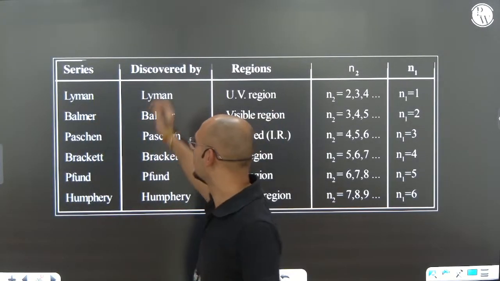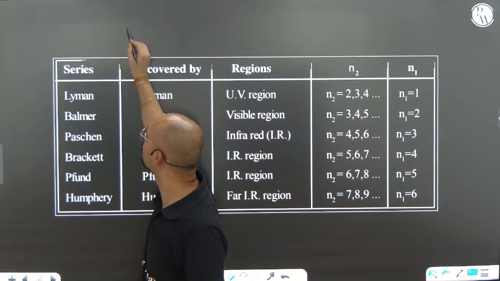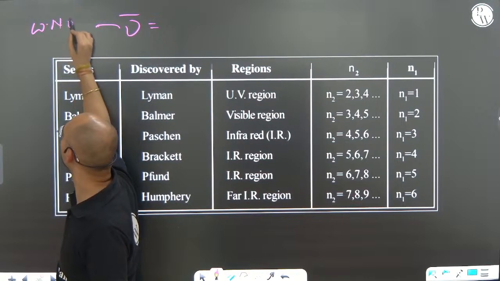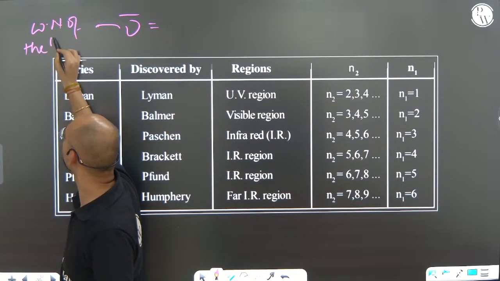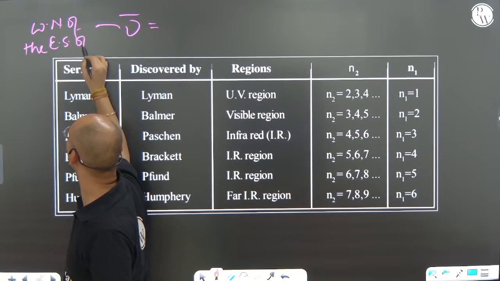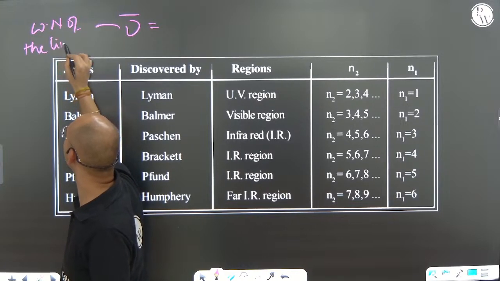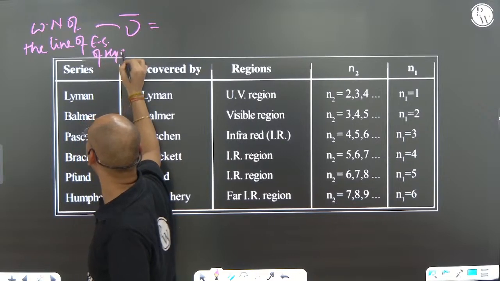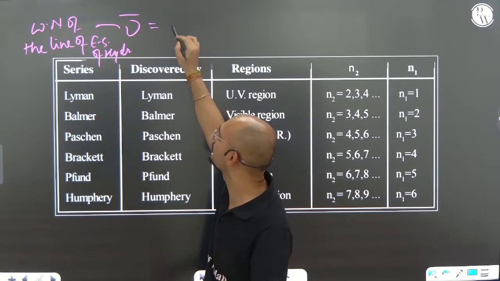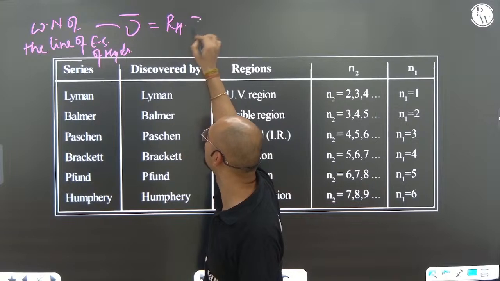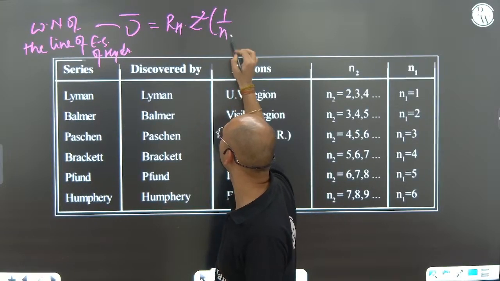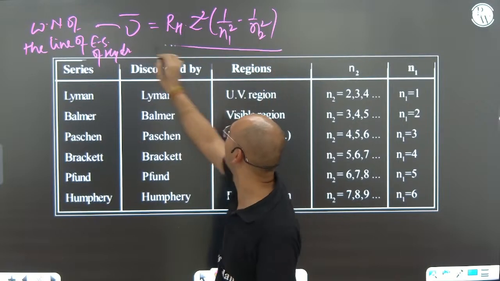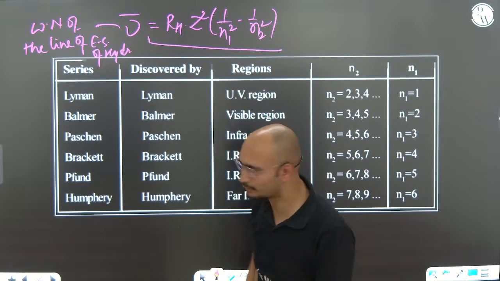So later on, Rydberg gave one formula. I hope you all know that. It was given for the wave number of the emission spectra, or you can say the lines of the emission spectra of hydrogen. And what was that? It was equal to RH into Z square into 1 by N1 square minus 1 by N2 square. I hope you all remember this.